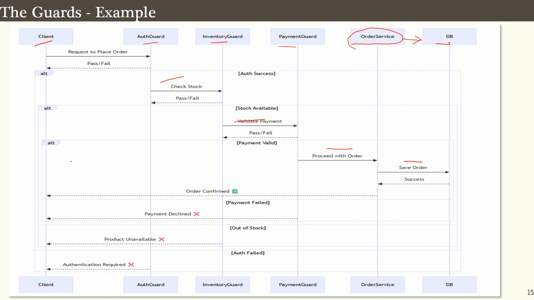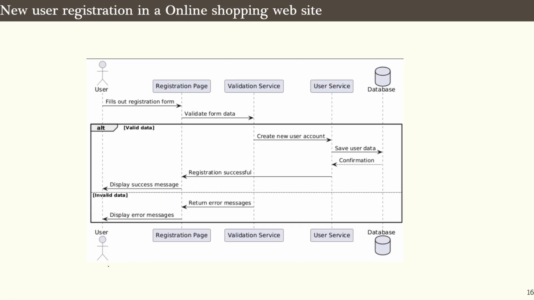In case any one of them fails, the order service will not be called and subsequent return messages are noted down here for payment declined, product not available in inventory, or authentication failed. This is how guards are handled in a sequence diagram. Without these detailed guards, the sequence diagram looks like a plain vanilla one, meaning without the three detailed guards. Instead, you will have a pre-check and that's only going to be called.